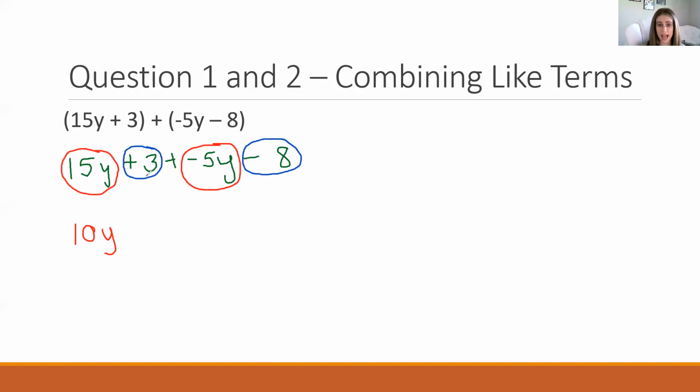Remember your rules for adding and subtracting integers, so adding and subtracting negative numbers. When you have opposite signs, so a positive 3 and a -8, subtract the numbers, and then your answer will have the sign of the larger absolute value. So 8 minus 3 is 5. 8 has the larger absolute value, and 8 is negative. Therefore, your answer will be a negative or a -5.